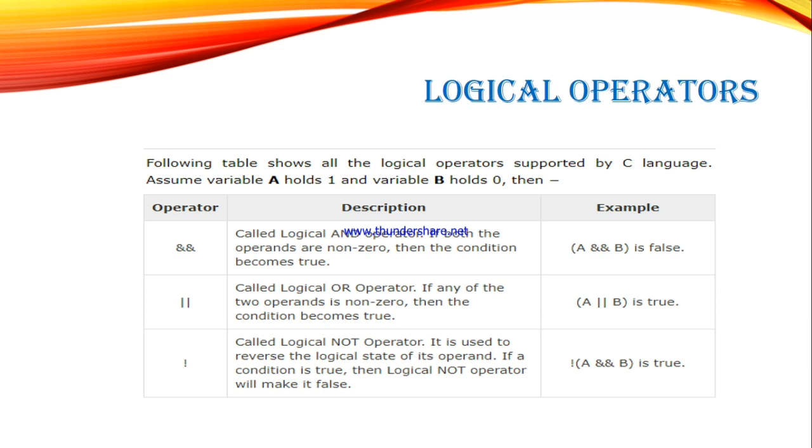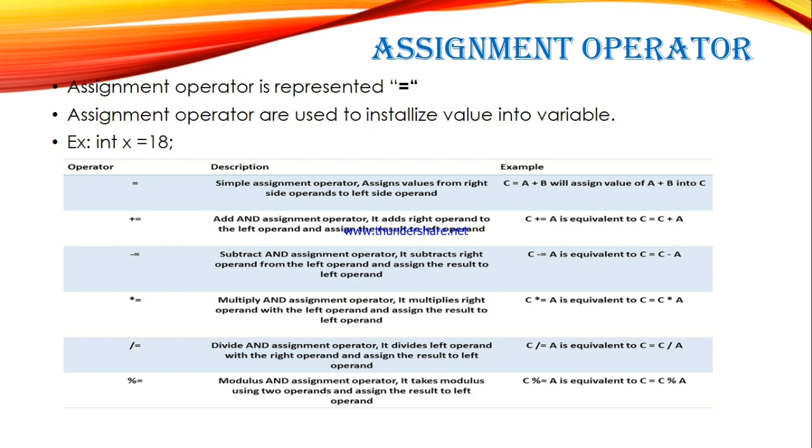Next, we see logical operators. The logical operators are three: logical and, logical or, logical not. Logical and: if both the operands are non-zero, then the condition becomes true. Logical or: if any of the two operands is non-zero, then the condition becomes true. Logical not is used to reverse the logical state of its operand. It is nothing but if A is true, B is false; true becomes false, false becomes true.